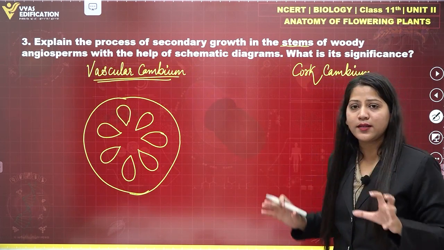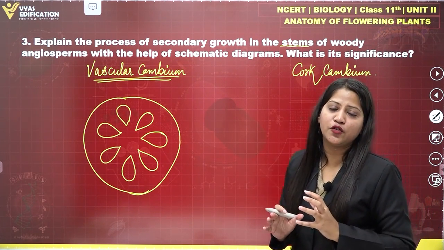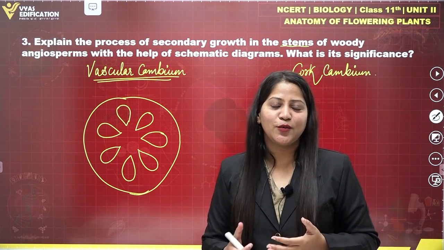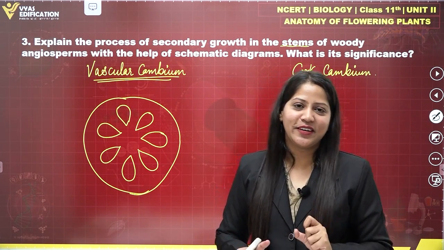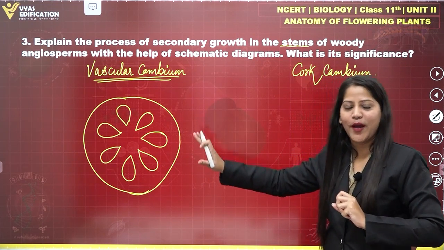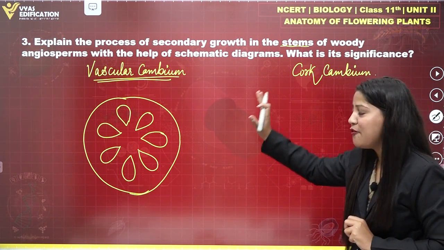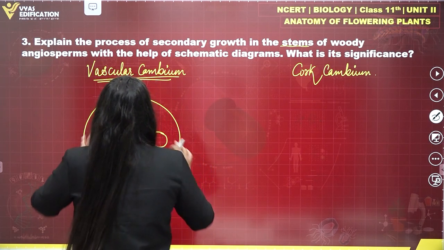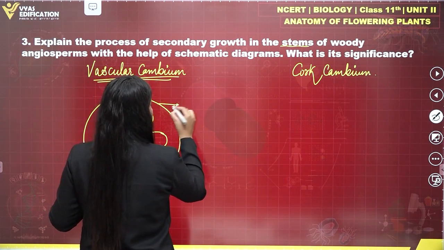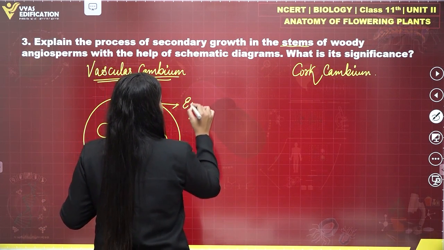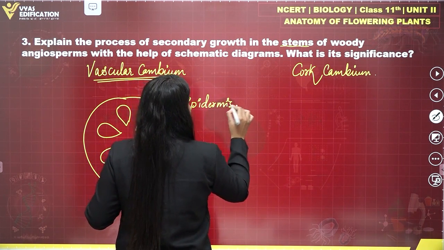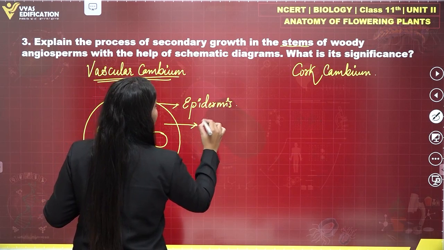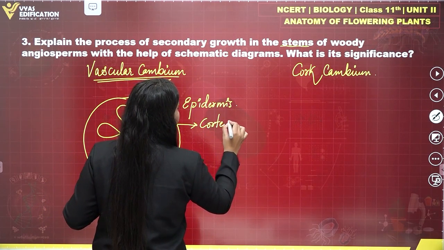So this secondary growth in angiospermic stems takes place with the help of two types of cambia, cork cambium and vascular cambium, and we are drawing the schematic diagram for vascular cambium here. So this is your epidermis layer. Let's label this epidermis. Then we have the cortex region. So this is your cortex.